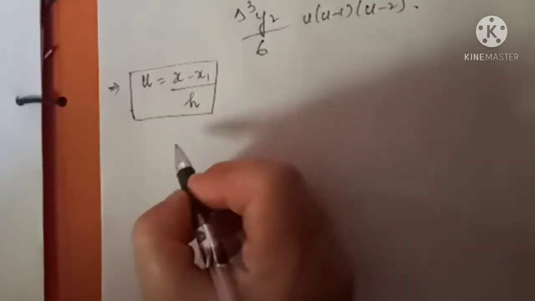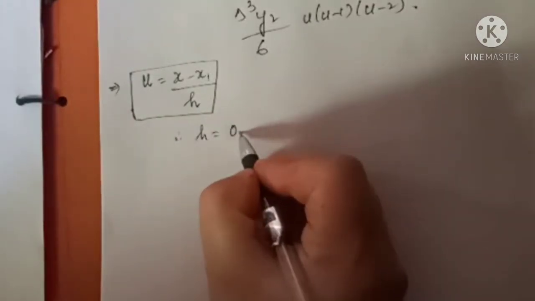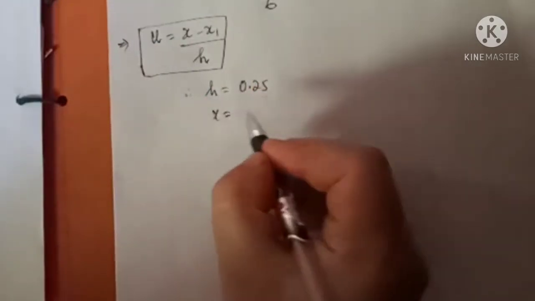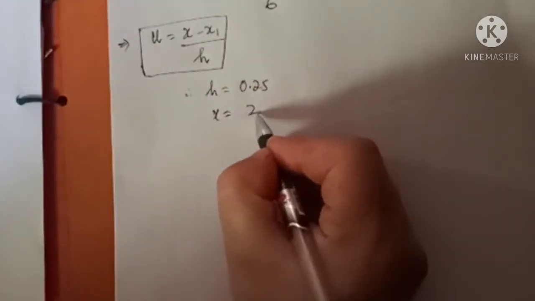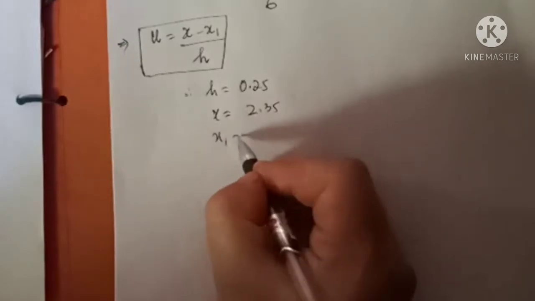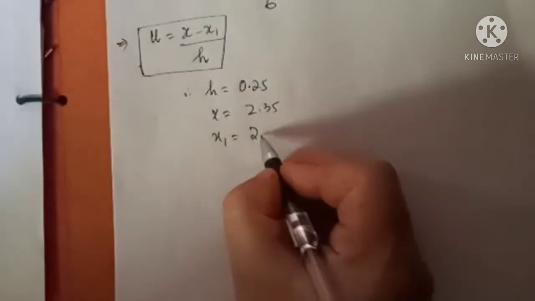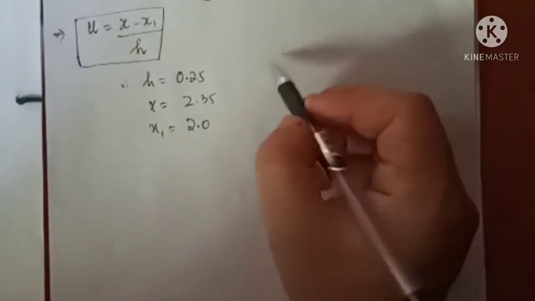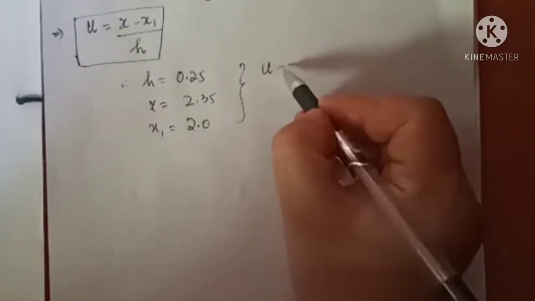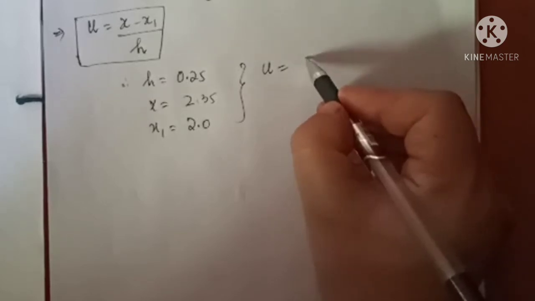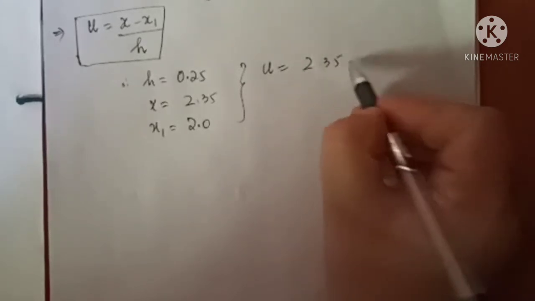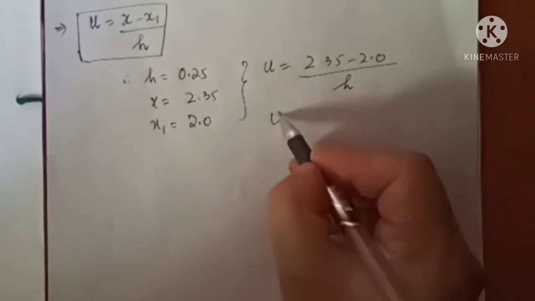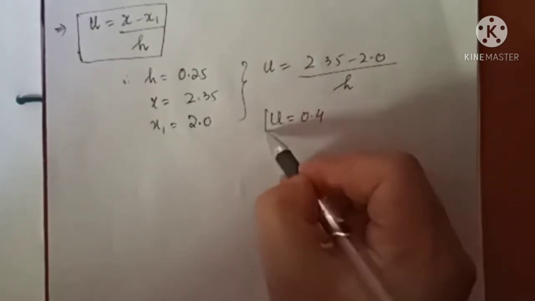So we know h, therefore h is equal to 0.25. x is what we have to find, that is 2.35, and x1 is the first data point which is given to us, that is 2.0. Substituting all the values in this formula, we get u equal to 2.35 minus 2.0 divided by h. After simplification, u will be equal to 0.4.